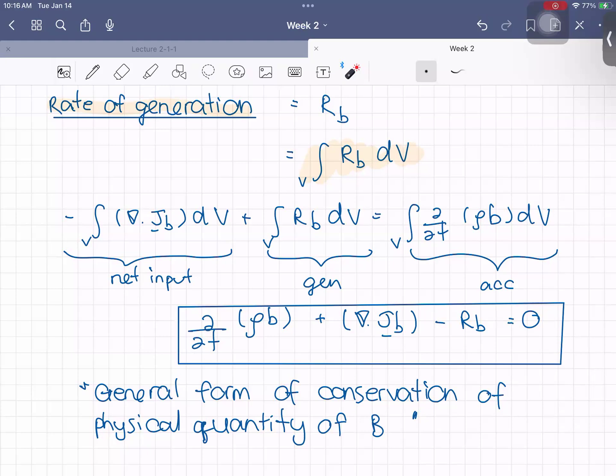This one I just rewrite, rearrange the equation. So put this term right here. If I move that one, it will be positive, right? So it will be del dot JB. This one will be changed to negative sign. Is that right?